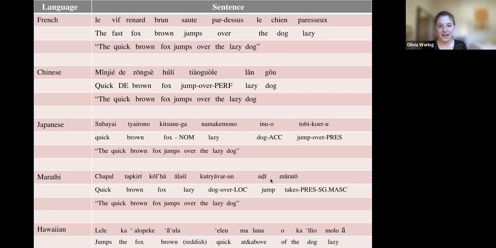And just pause for a moment to appreciate the morphological glossing that we have here. Notice that this ga morpheme in Japanese, which is attached to fox, tells us that it's the subject of the sentence. This o morpheme attached to dog tells us it's the object of the sentence. That's what accusative and nominative are telling us. And you can see others in Marathi, for example. You can see morphemes that express it's present, it's singular, it's masculine. So morphemes are doing a lot of the heavy lifting in some of these languages in terms of what they convey.